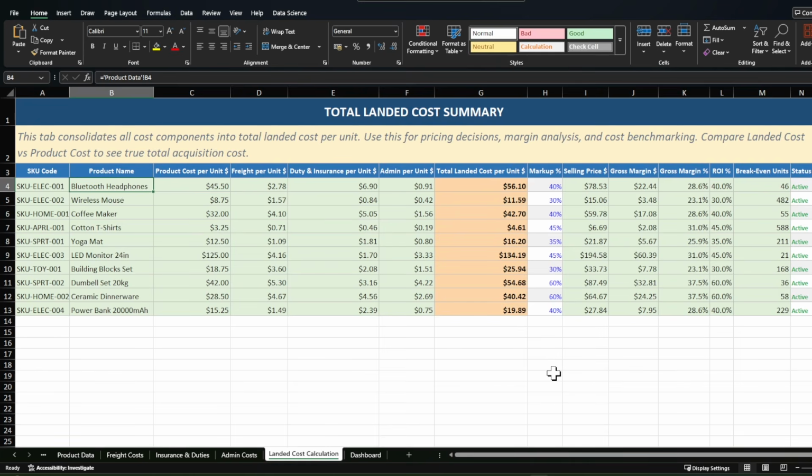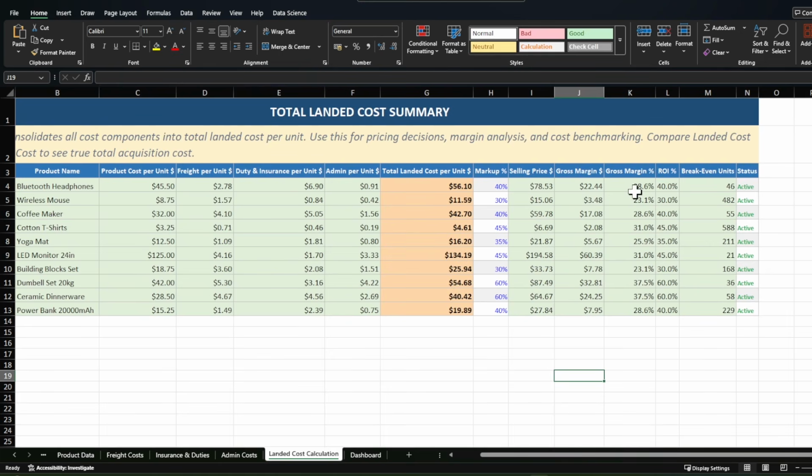Now you want to sell it and you want to get a certain profit on it. So you will mark up your price. Let's say in this case 40% is the markup. Then what would be your selling price? It will be 78.53, and you will have a gross margin of $22.44, and the percentage would be 28.56%.